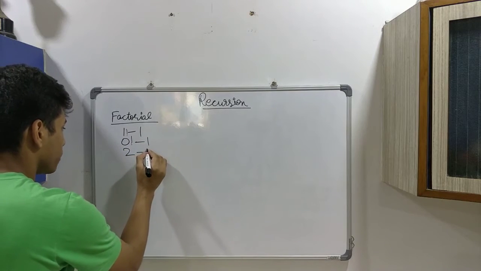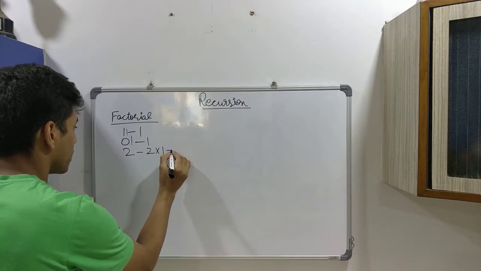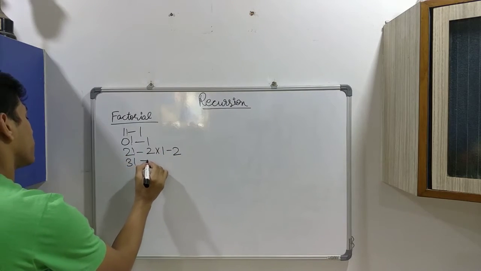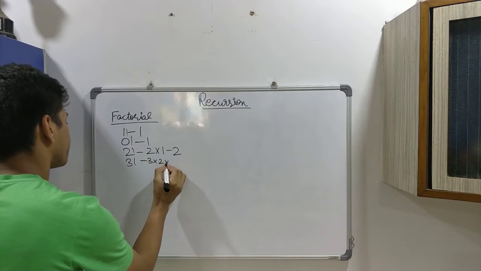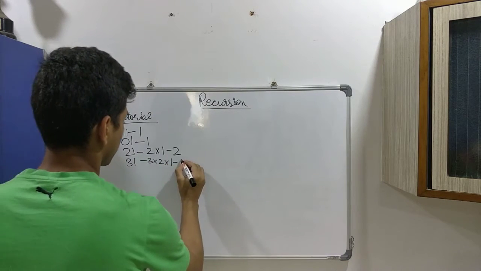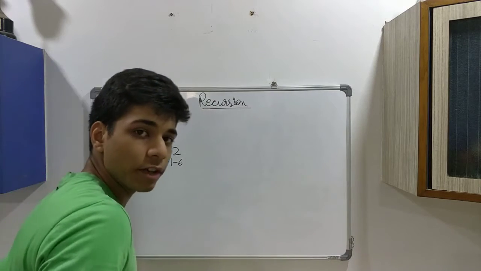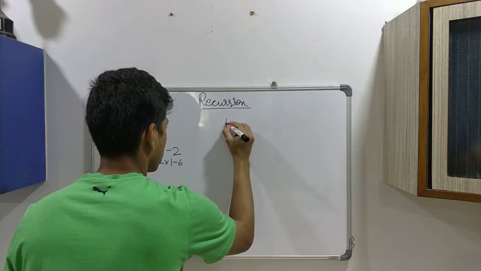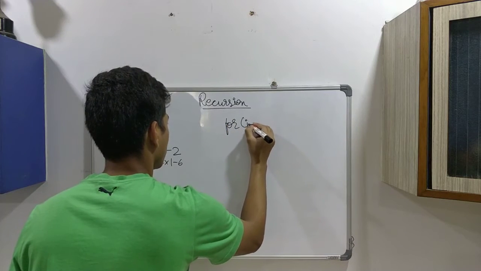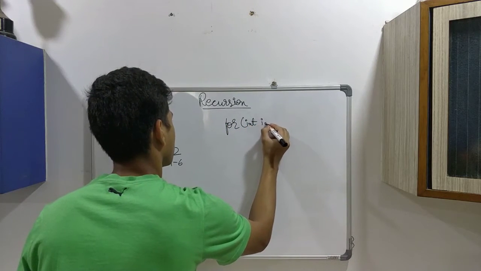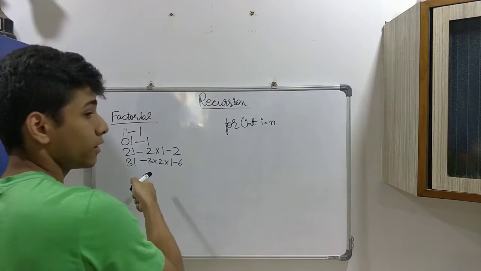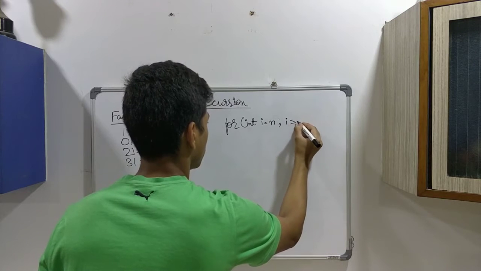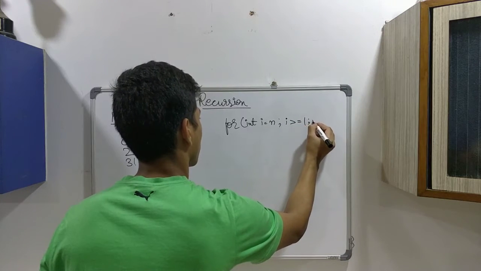Now 2 factorial is 2 into 1, which is 2 as well. In the same fashion, 3 factorial is 3 into 2 into 1, which is 6. So a general way of implementing this factorial is by making a for loop. For example, let's make this loop: for int i equal to n, n being the number of which we have to find the factorial, i greater than or equal to 1, and i minus 1.